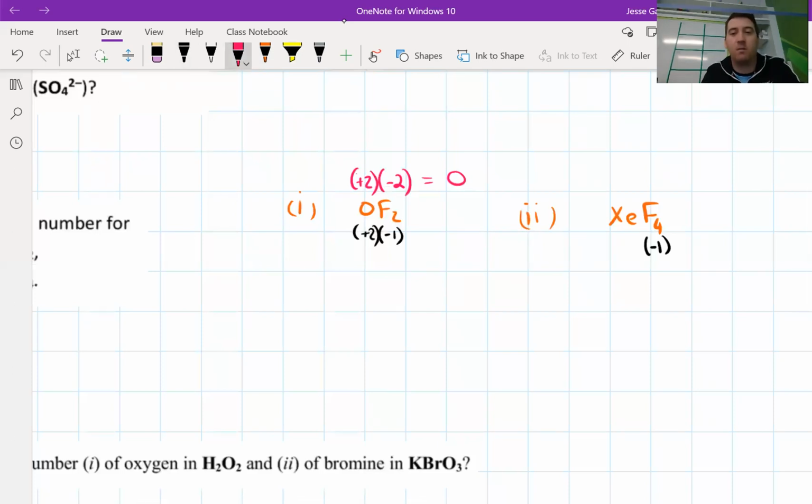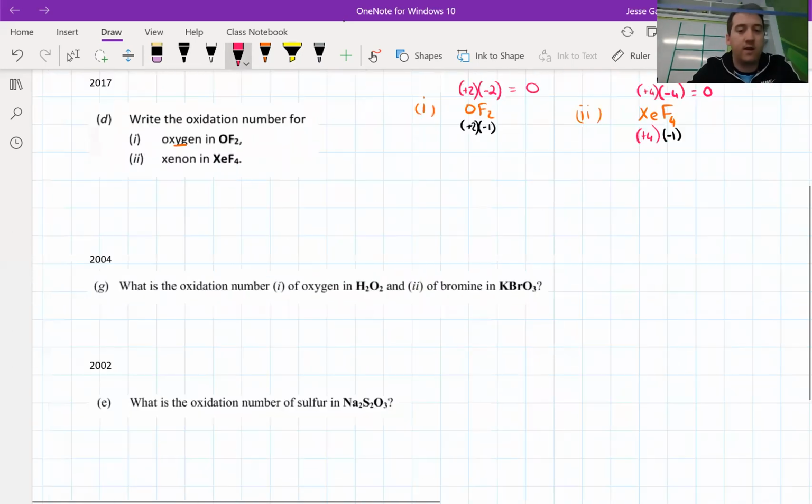Work out the totals up top. There are 4 of these -1s, so that's a total charge of -4. We know that the sum, because this is a neutral compound, must add up to 0, which means that the xenon has to have a charge of +4. +4 minus 4 gives you 0. There's 1 xenon, so that means that that xenon must be +4. Okay, so that there is xenon. So you have that one done as well. Let's move on to the next one.